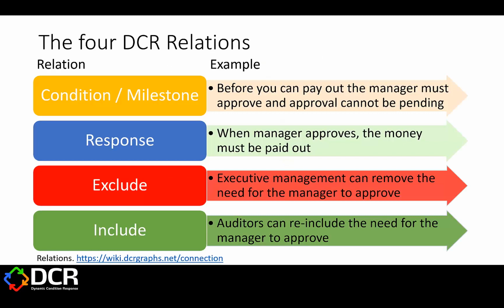In DCR graphs, we can express rules using four different types of relations between activities. The condition milestone relation could read: before you can pay out, the manager must approve, and approval cannot be pending. The response relation, or the follow-up action: when the manager approves, the money must be paid out. The exclude relation: executive management can remove the need for the manager to approve. And finally, the include relation: auditors can re-include the need for the manager to approve.